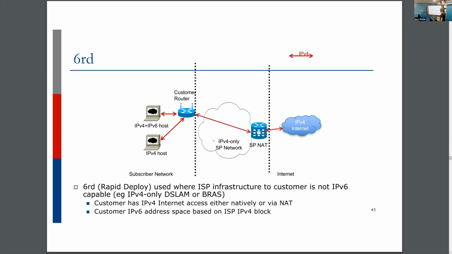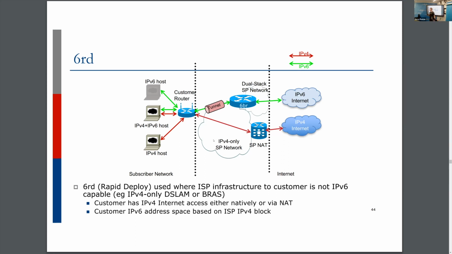6RD, this one's a bit of a special use case. This is where our infrastructure is not V6 capable, but I can tunnel over to a special 6RD border router. So this device here needs to be able to support 6RD. As I said, very special use case. We used to see it in older ADSL networks, not so much of an issue these days.